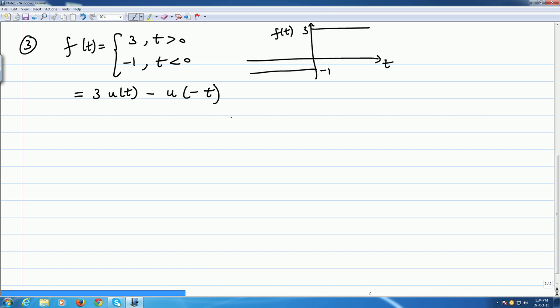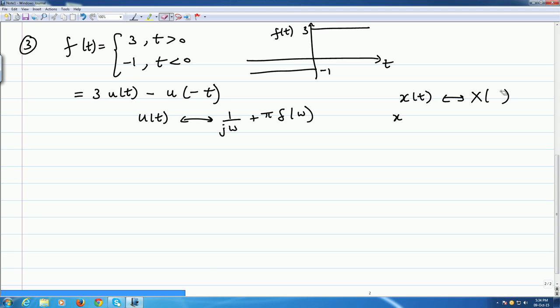So, now we need transforms for u of t and u of minus t. For u of t, the transform from the table you can find is simply 1 by j omega plus pi delta omega. Okay. What do you do for u of minus t? So, you know there are various ways to do this. So, for instance, if x of t and x of j omega are transforms, you know that... I am sorry, let me write it a little bit differently.